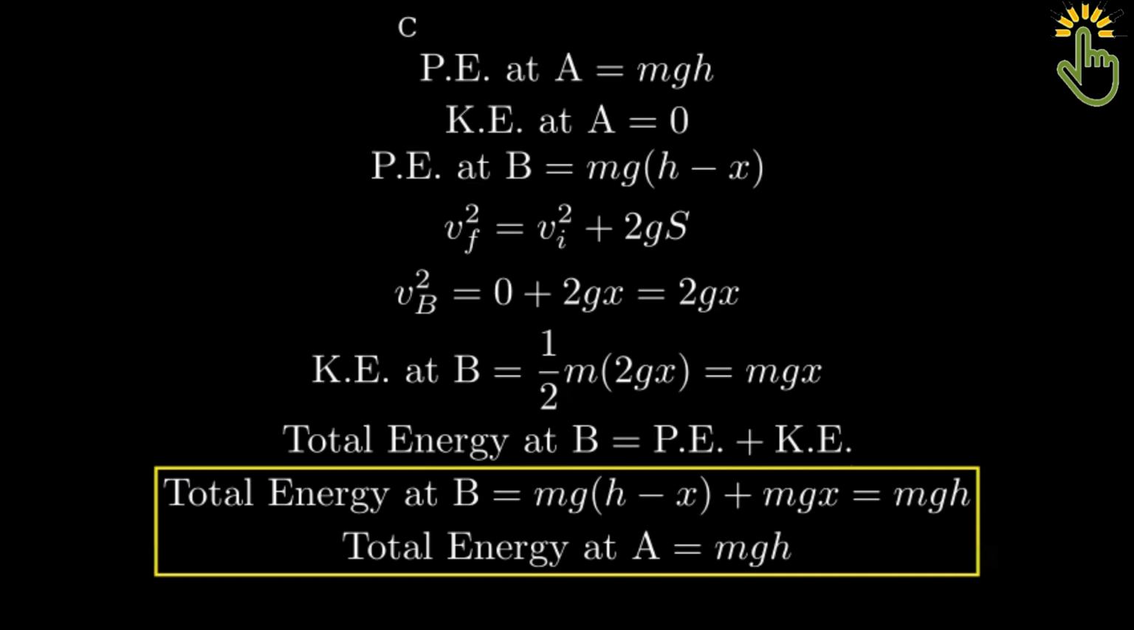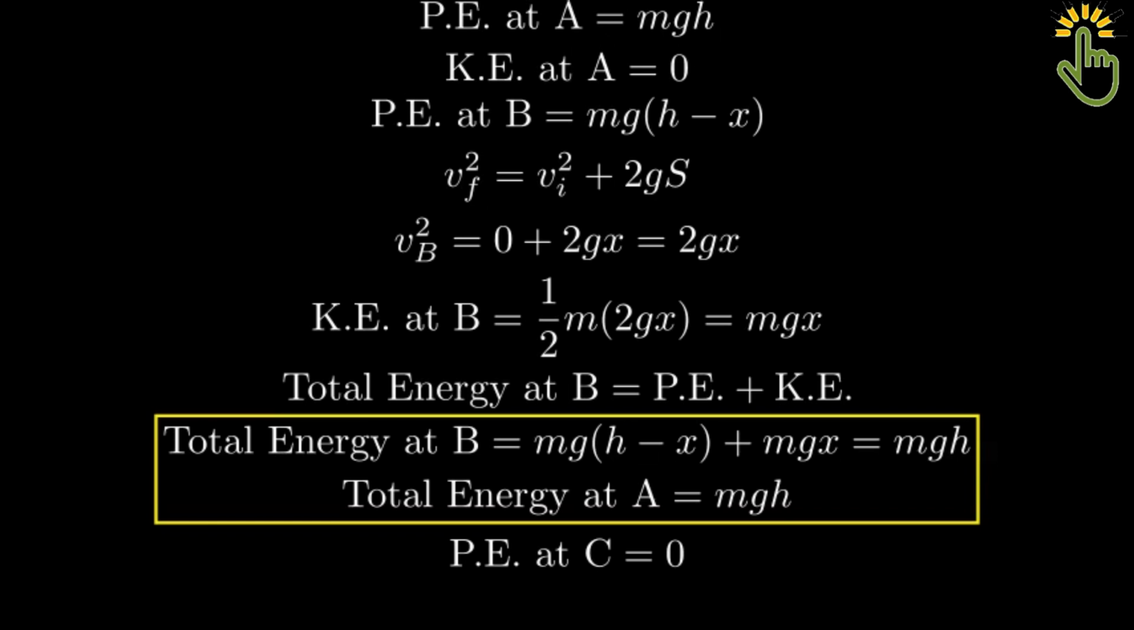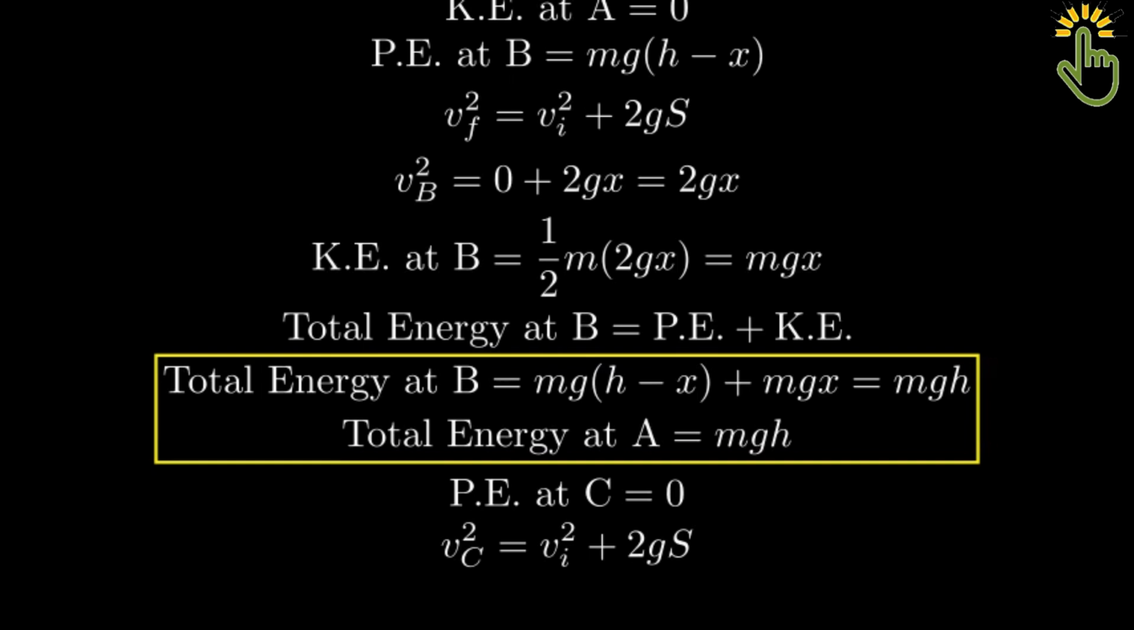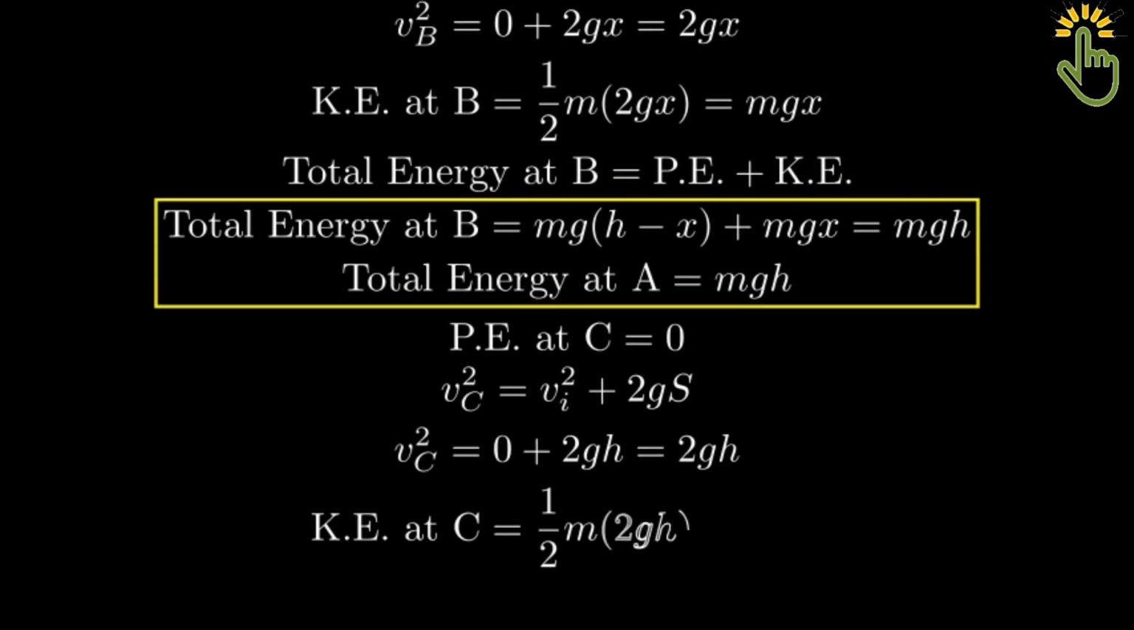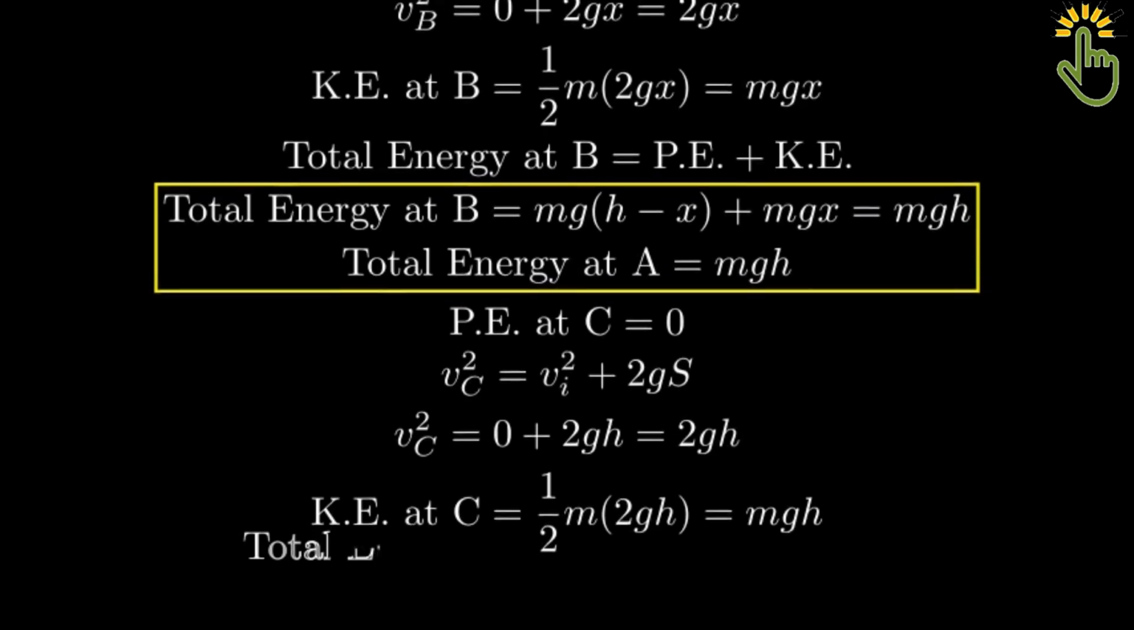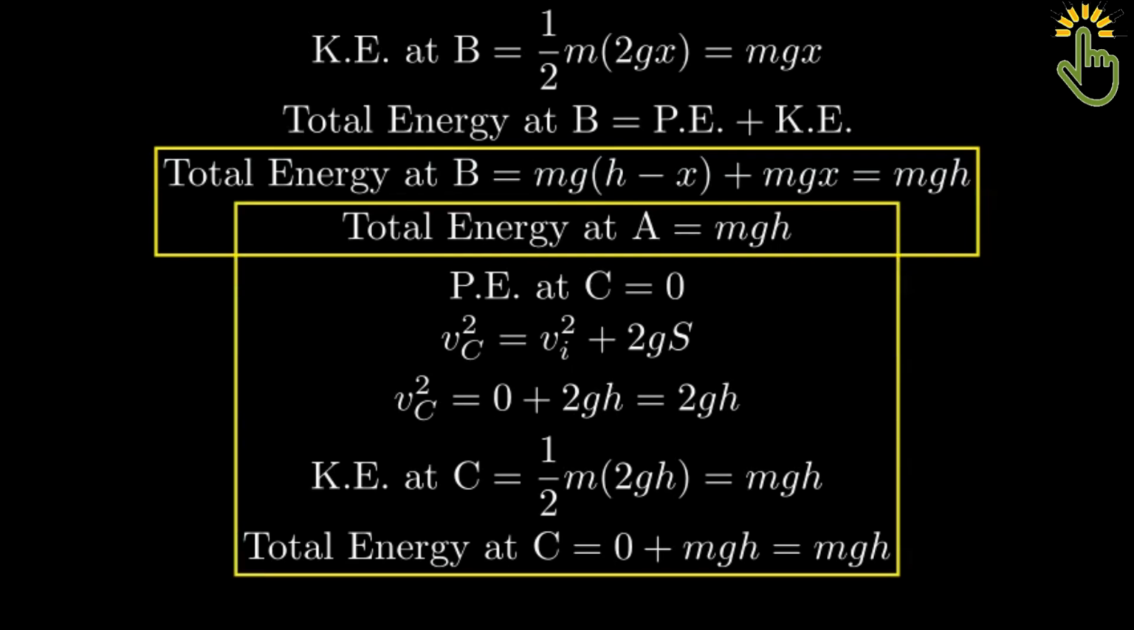Let's continue tracking the body as it falls all the way to point C, which is at ground level. At point C, the height is 0, so the potential energy is 0. To find the kinetic energy, we again use the equation of motion. Since the total displacement from A to C is h, we get Vc squared equals 2gh. Substituting this into the kinetic energy formula, we get kinetic energy at C equals 1/2 m times 2gh, which simplifies to mgh. This means that at point C, all the potential energy from point A has been completely converted to kinetic energy. The total energy is still mgh, demonstrating energy conservation throughout the entire fall.